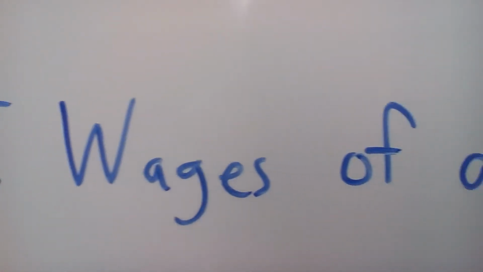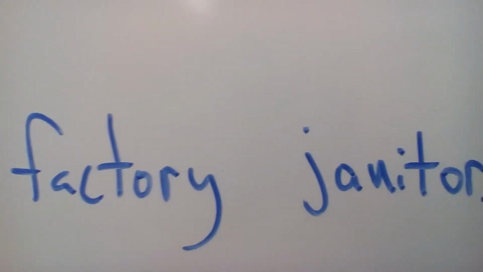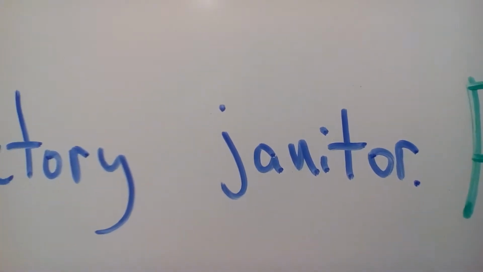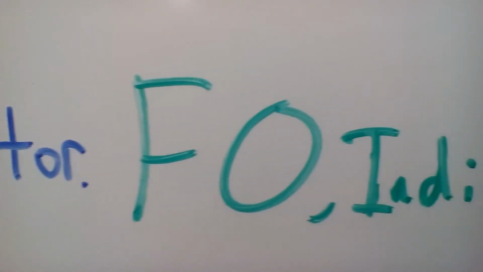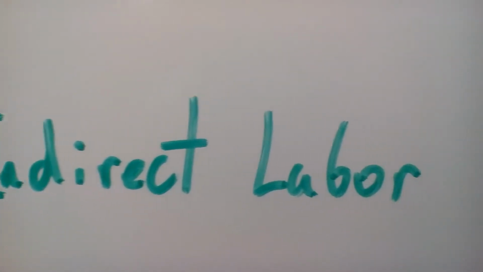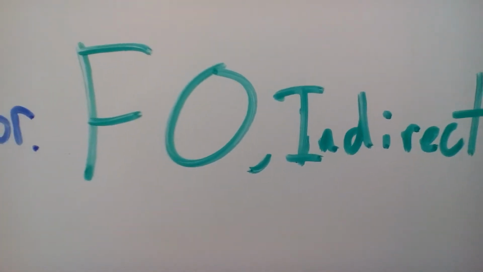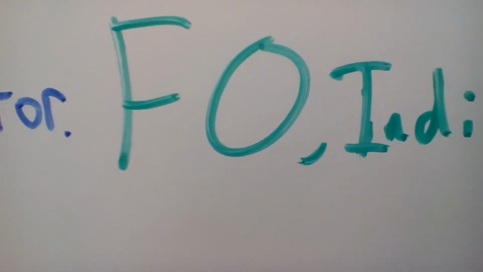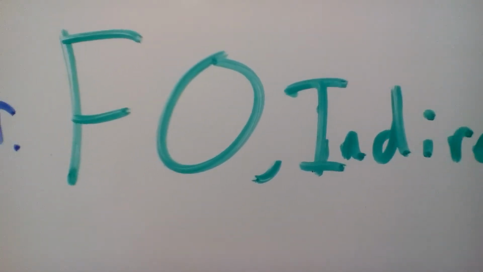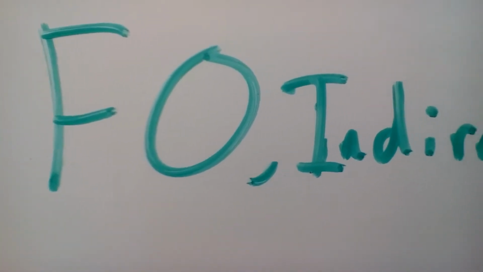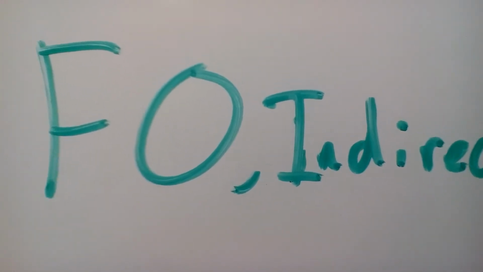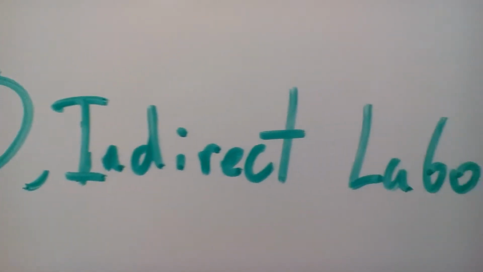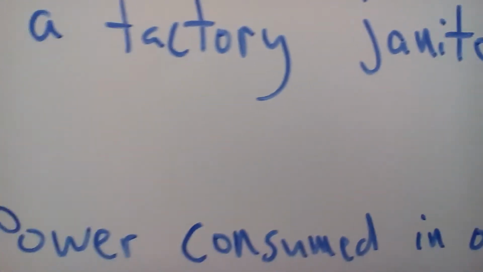Okay, J, wages of a factory janitor. You might think, is that direct labor? No. Factory overhead. It's indirect labor because we have to have them there, but he's not actually working on any product or object. He's not adding to the cost of an object, so you just throw him into factory overhead, he's going to raise the cost of everything.